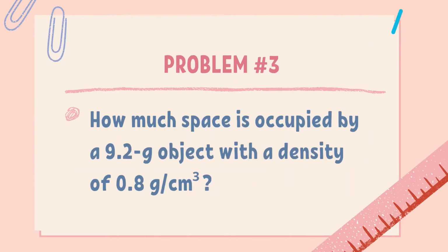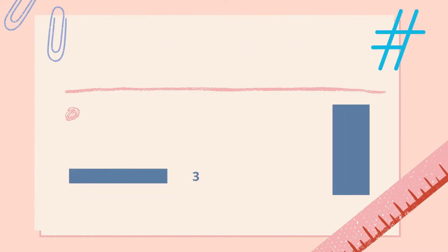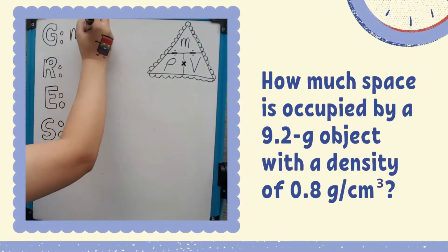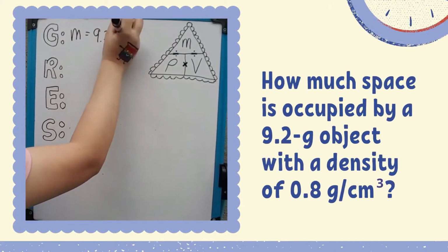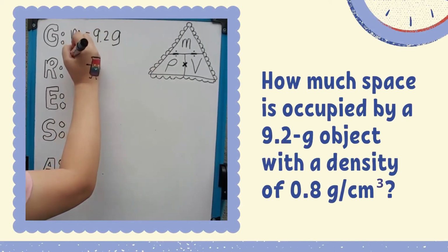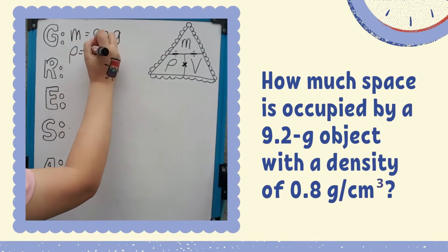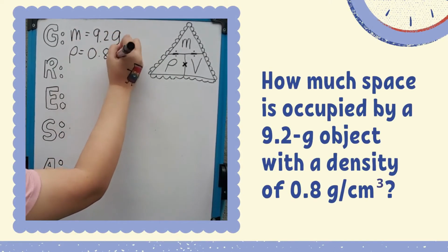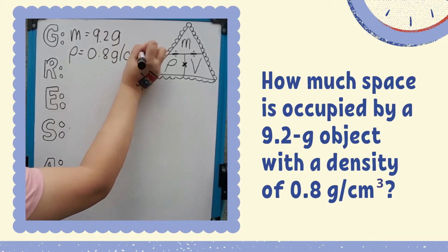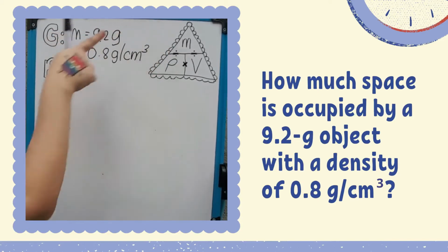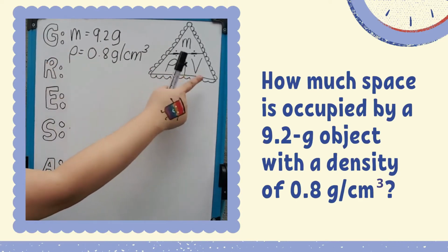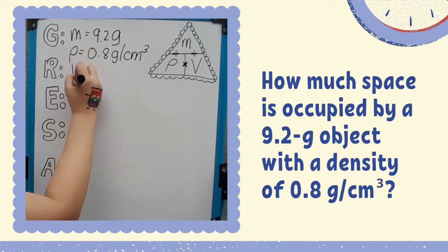Problem number 3. How much space is occupied by a 9.2 gram object with a density of 0.8 gram per centimeter cubed? The given in this problem are mass, which is equal to 9.2 grams, and density, which is equal to 0.8 gram per centimeter cubed. Since we already have the mass and the density, we should look for the volume.